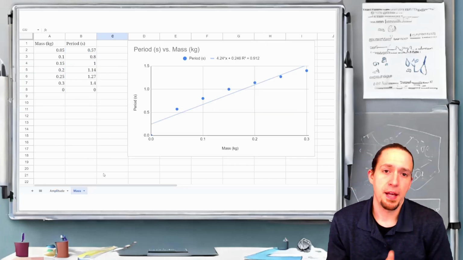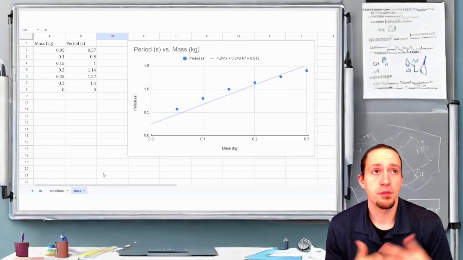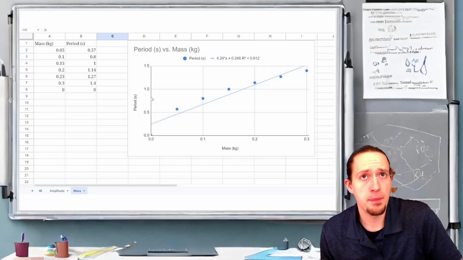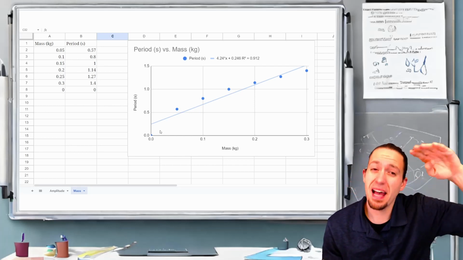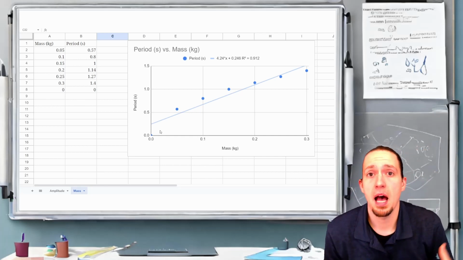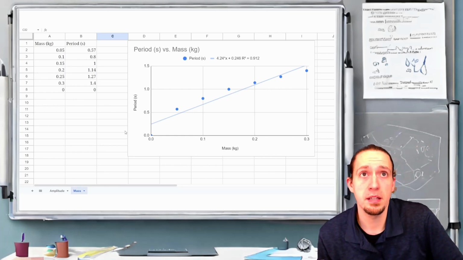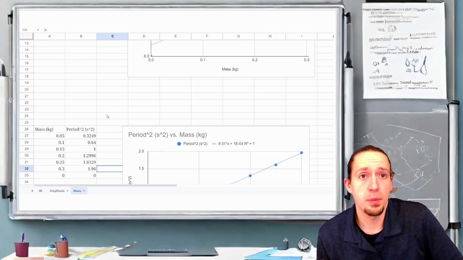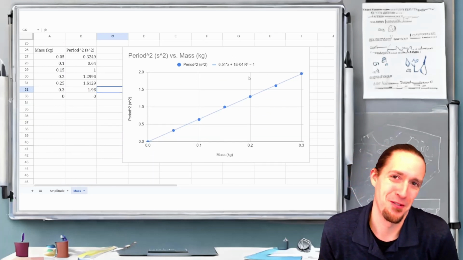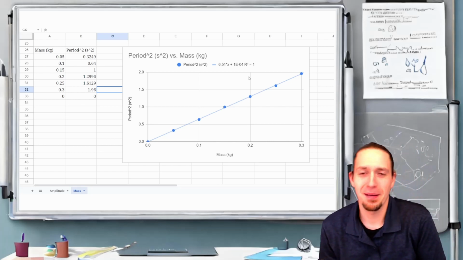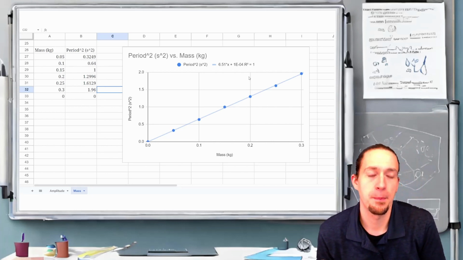Our other data set is with mass. If we look at this data set, I did in fact add a 0,0 on here for us, but we can see that it has that curved shape. We're seeing that sideways-opening shape, which means we would linearize by squaring all of the period values. And if you do that, whoa, beautiful R squared of 1, again because of that lovely simulated data.